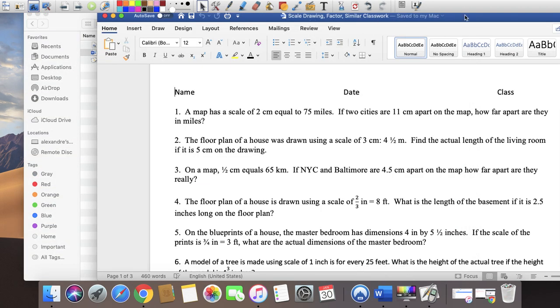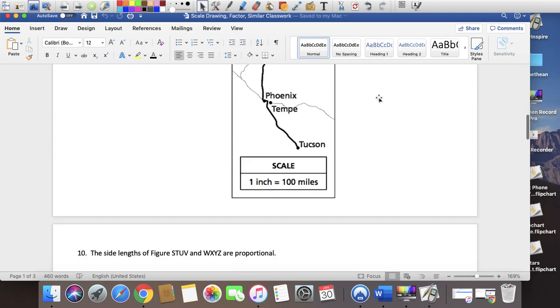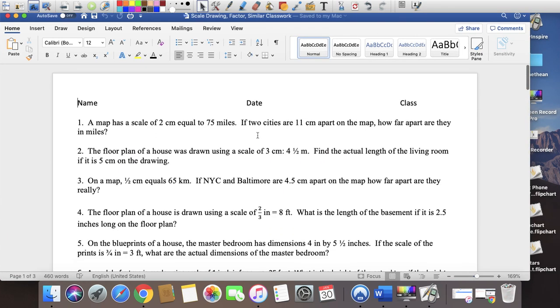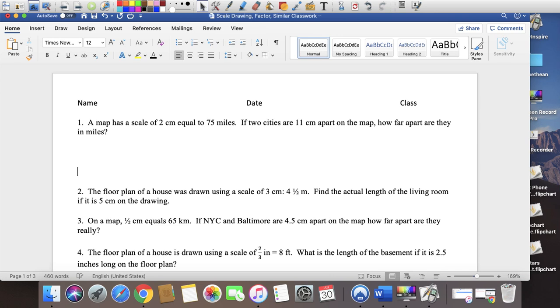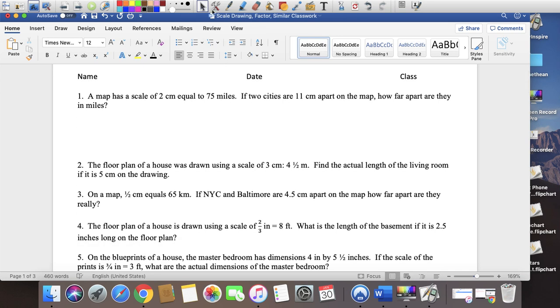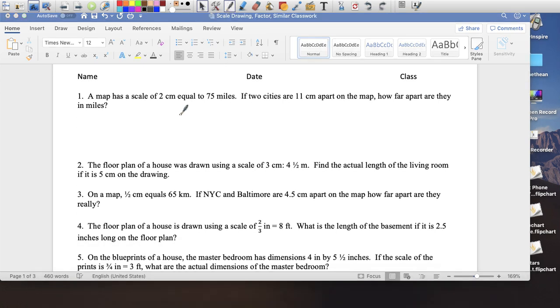Here it goes. Okay, so this one's really fast too. It's a map scale, right? So we're using maps. So in the map, 2 centimeters, we can write 2 centimeters is 75 miles. There are 2 cities on the map, and they're 11 centimeters apart. What's the actual distance in miles?